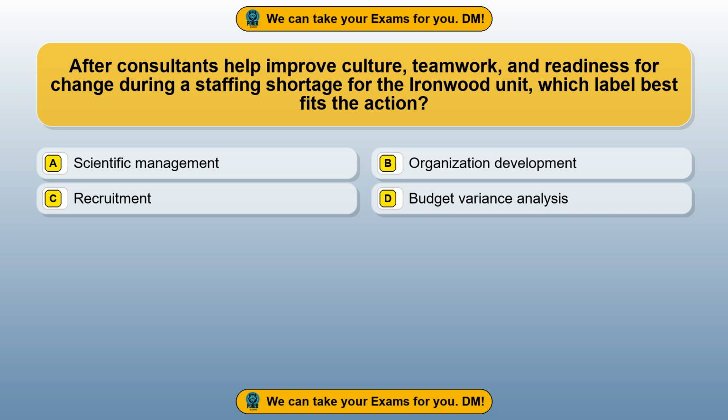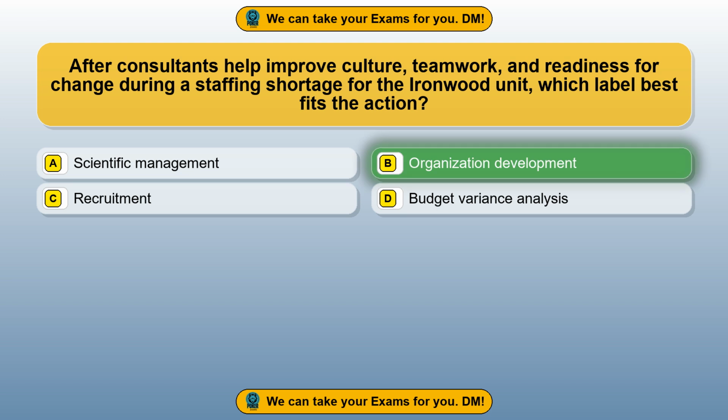Question 1. After consultants help improve culture, teamwork, and readiness for change during a staffing shortage for the Ironwood unit, which label best fits the action? Option A. Scientific management. Option B. Organization development. Option C. Recruitment. Option D. Budget variance analysis. The correct answer is option B.